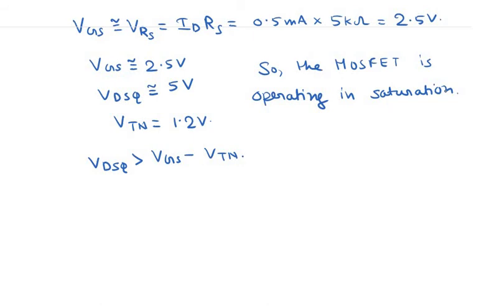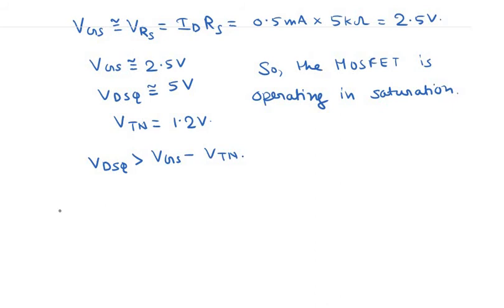Note that this condition that the MOSFET is operating in saturation could also have changed if you had chosen the value of RS to be very high. If you choose the value of RS to be very high, then perhaps the saturation regime of the MOSFET can become the triode regime, but I am not exactly sure. I have to check with other values. In this case, where we have chosen RS equal to 5 kilo ohms, the MOSFET is operating in saturation.